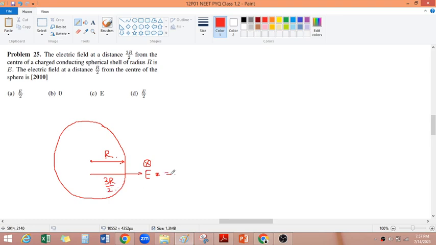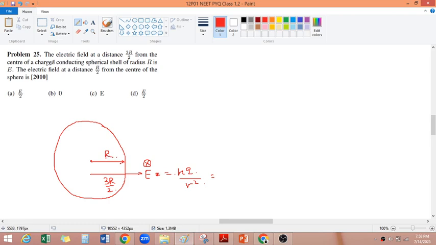Electric field formula is kq by r squared. Electric field at a distance of r by 2 from the center of the sphere is, so at a distance of r by 2 means it is inside the surface.